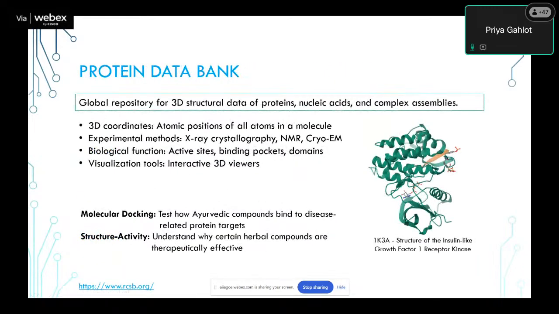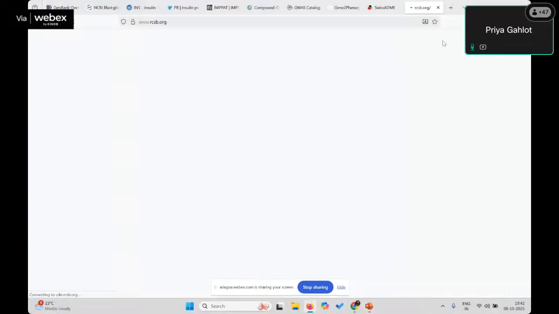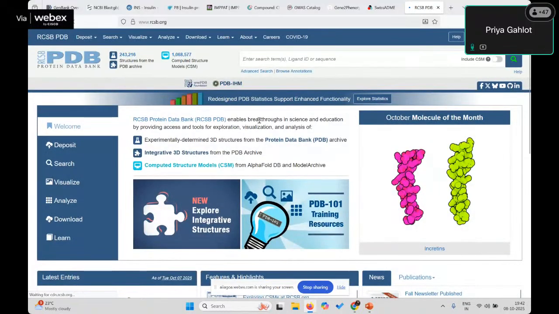Then there is Protein Data Bank. It is basically a global repository for 3D structural data of proteins, nucleic acids, and their complex assemblies. We all know how complex the structures of these proteins are. So you can get the 3D coordinates, and you can get the whole data about any protein here.